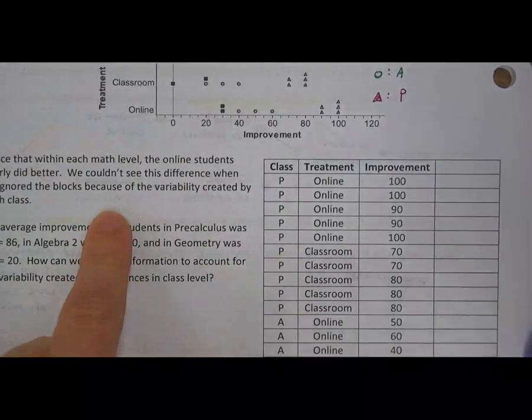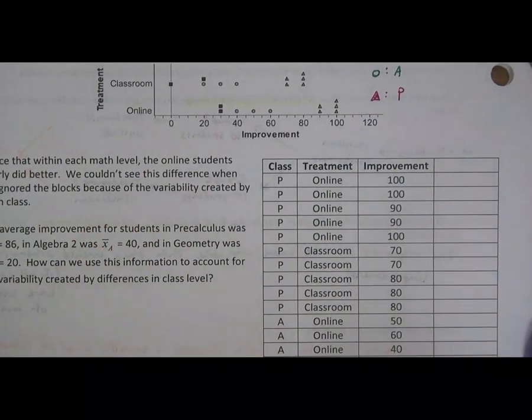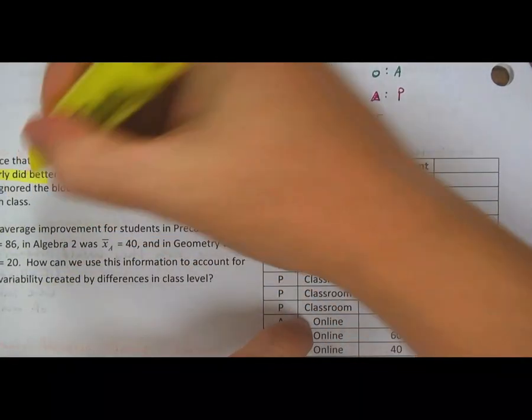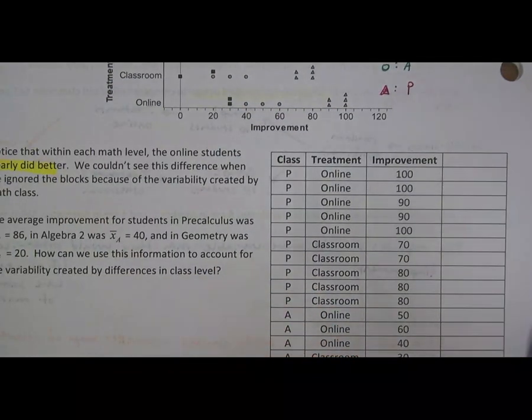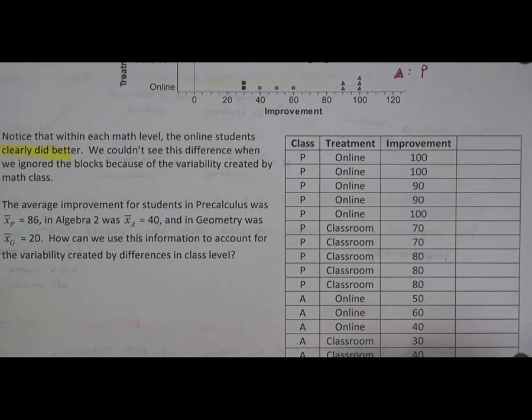It says, notice that within each math level, the online students clearly did better. We couldn't see this difference when we ignored the blocks because of all of the variability created by math class.